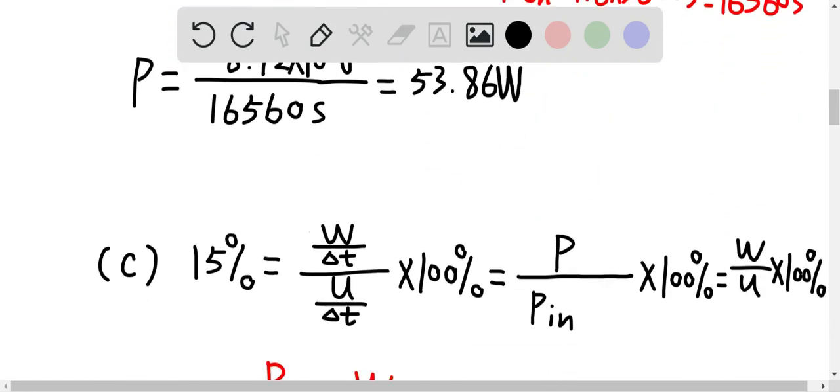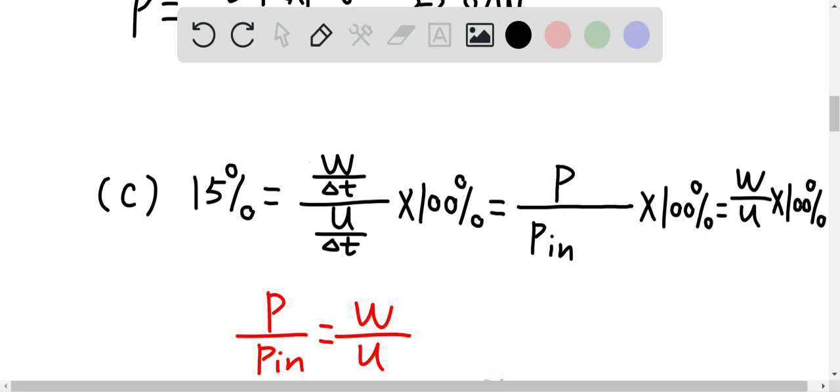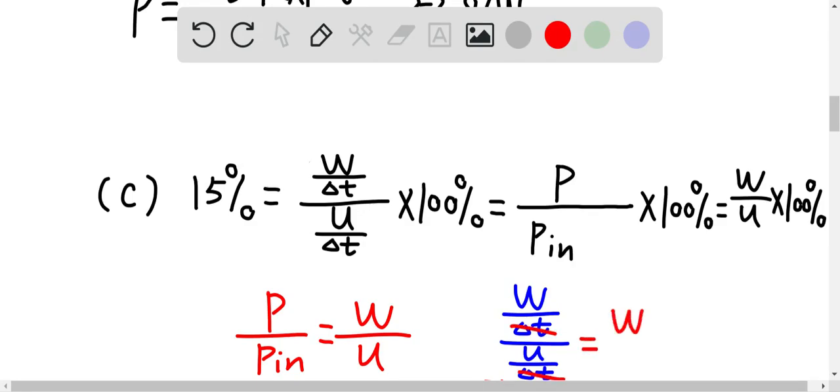And for the last question, we know that the efficiency rate is 15%. And the efficiency can be equal to the power over the input power times 100%, which can also be equal to the work done over the energy input. As you can tell, we have W over delta T over U over delta T, and delta T can be cancelled out. So this is also equal to work done over the energy input.